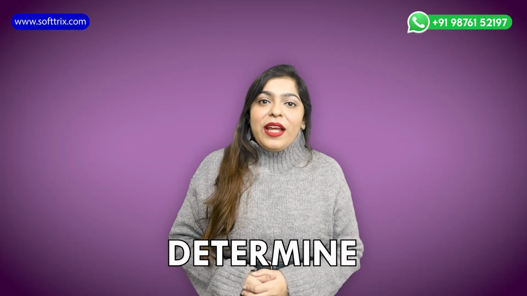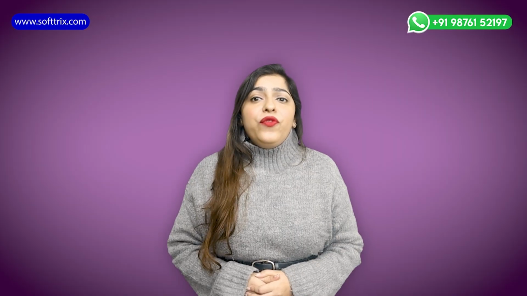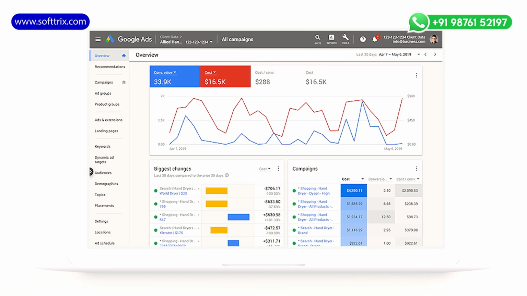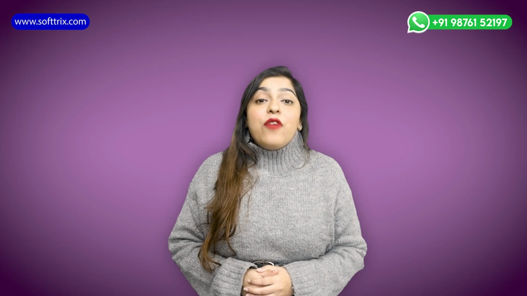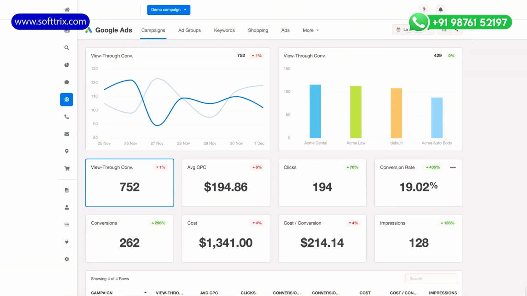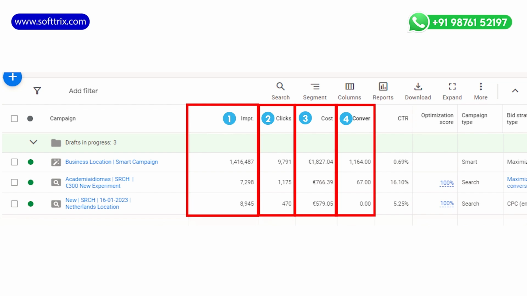Before you can determine what you need to change for the success of your campaign, you need to first look at your ad performance and see what's working and what isn't. There are 5 key metrics to pay attention to. Number 1, impressions. Number 2, clicks. Number 3, cost. Number 4, conversions. And number 5, click-through rates.